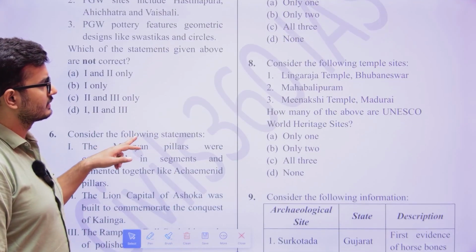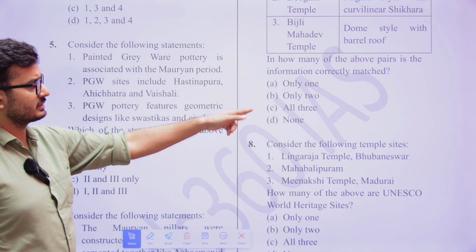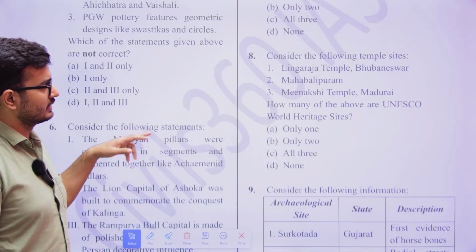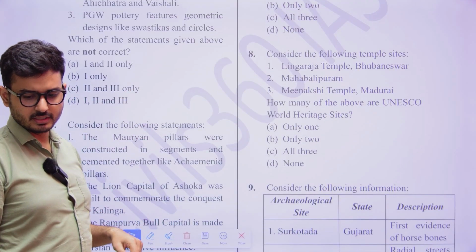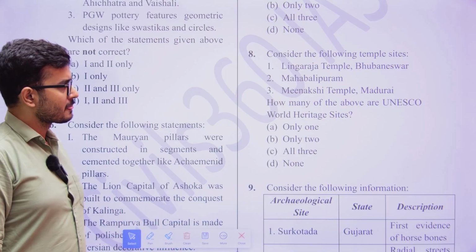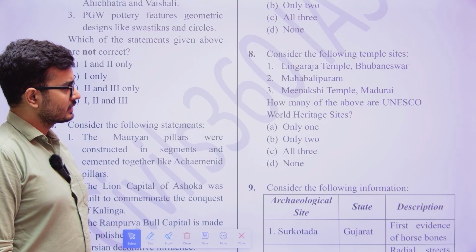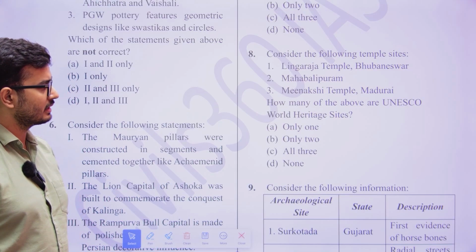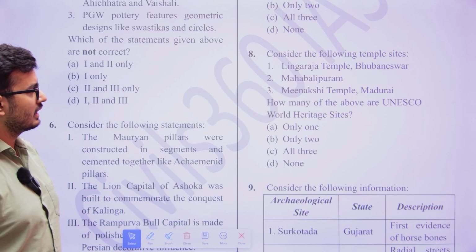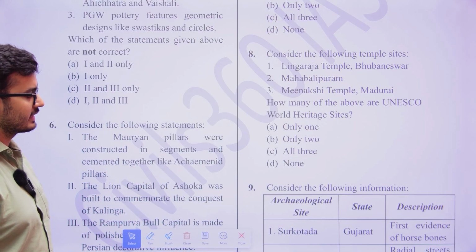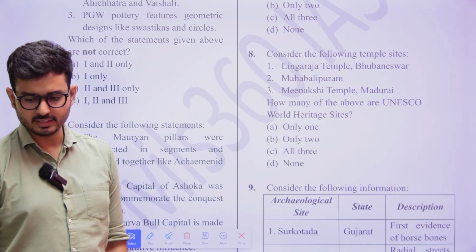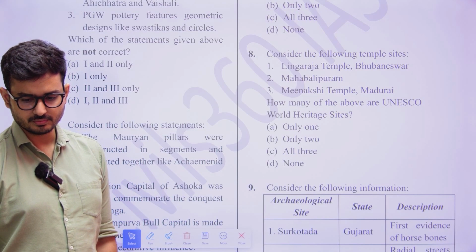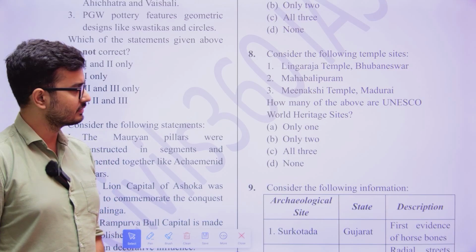In this, which of the following statements is correctly matched? Only two. That is, 1 and 2 are correctly matched. Then there is: consider the following temple sites. Lingaraja temple Bhubaneswar, Mahabalipuram, then Meenakshi temple Madurai. How many of the above are World Heritage sites? So which ones are the World Heritage sites? You need to talk on that. Okay, which is the World Heritage Site.